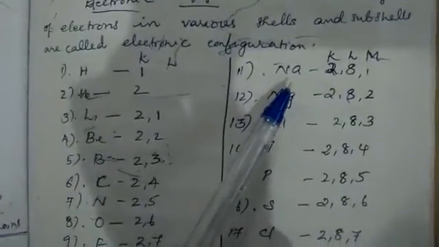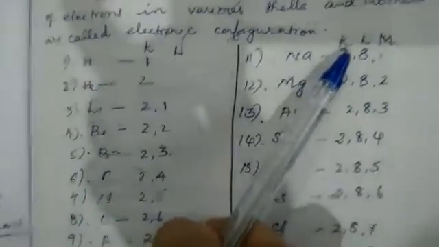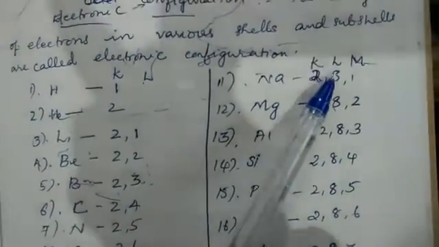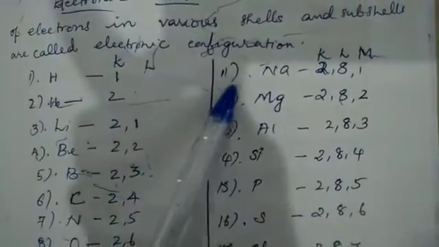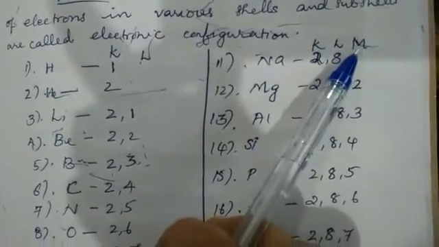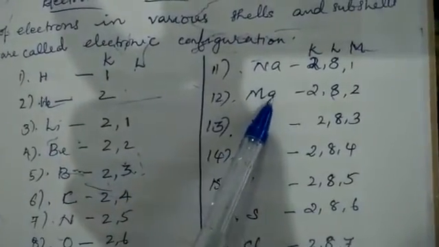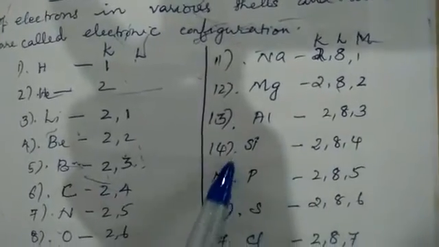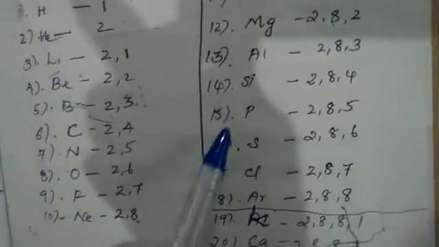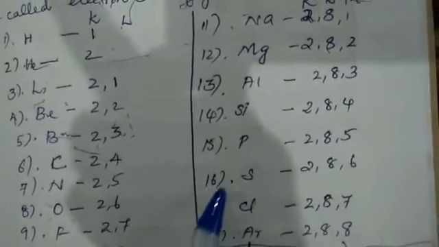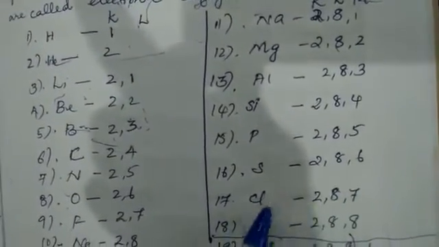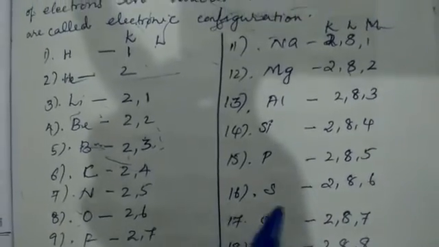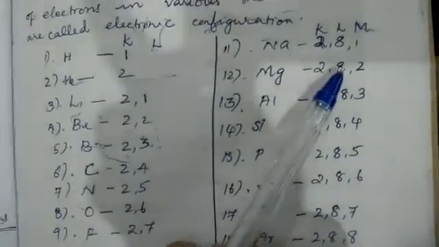Now we can see sodium. K shell, L shell and M shell are there. K can accommodate 2, L can accommodate 8, then 11 electrons are there. The 11th electron is there in the M shell. Then for Mg, magnesium 2, 8, 2, then aluminium 2, 8, 3, silicon 2, 8, 4, phosphorus 2, 8, 5, sulfur 2, 8, 6, chlorine 2, 8, 7 and argon 2, 8, 8. So the third shell is also over. Is it clear or not?